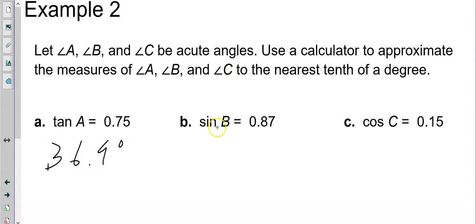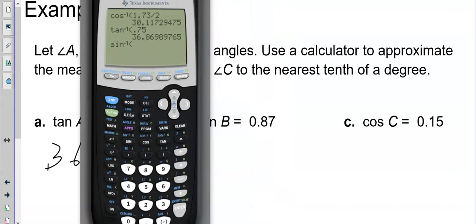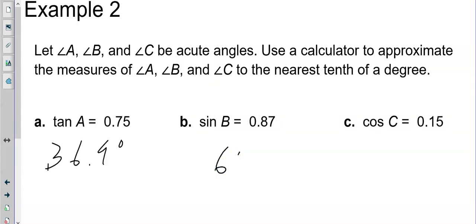Right? This time we're doing inverse sine because we're trying to find the angle. So second sine, what was it, 0.87? The 5 makes the 4 round up, so 60.5 degrees. We're finding the degree.